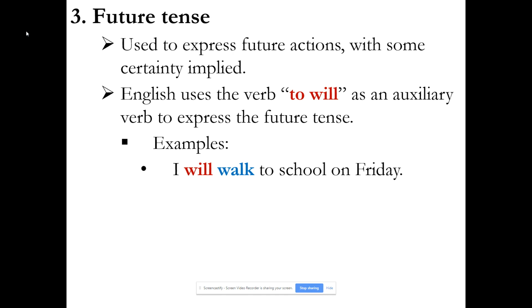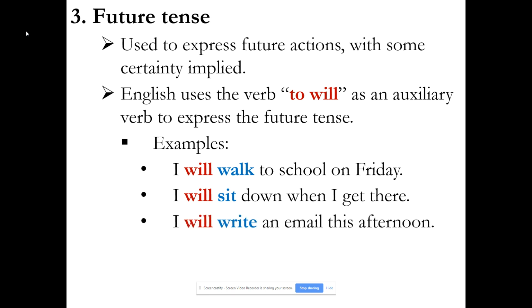I could say I will walk to school and get rid of the fact that it's on Friday, and it would still be clear that this is an action. This walking is going to happen in the future, and the will is what allows us to make that determination. I will sit down when I get there, right? When I get there, sitting down will happen. It is something that will happen in the future.